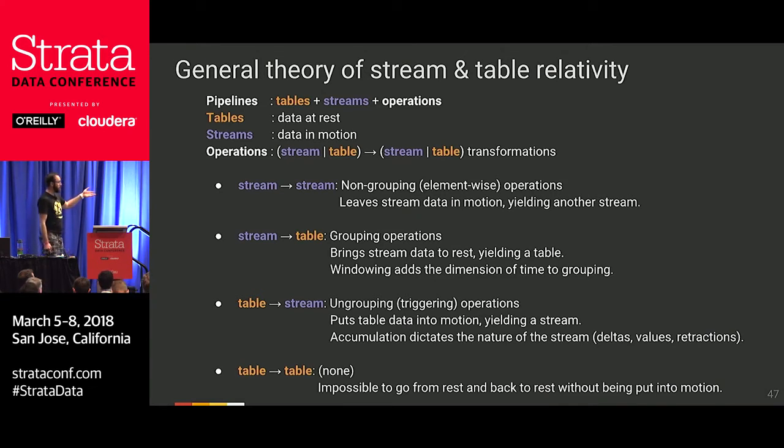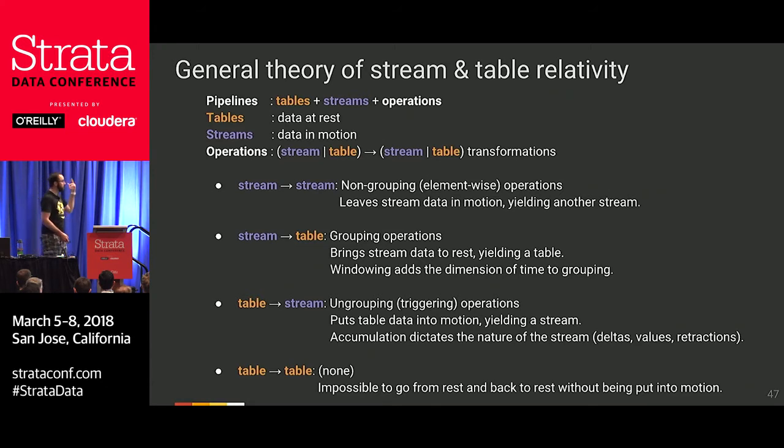And then we have table to stream operations. These are the ungrouping or triggering operations, where we're taking our results from that table and converting them back into a stream. These put the table data into motion, giving us a stream shaped by whatever triggers or accumulation modes we specify. And accumulation just dictates the nature of how the values within that stream relate. And then lastly, we have table-to-table operations, which don't actually exist because it's impossible to go to rest again without being put back into motion.